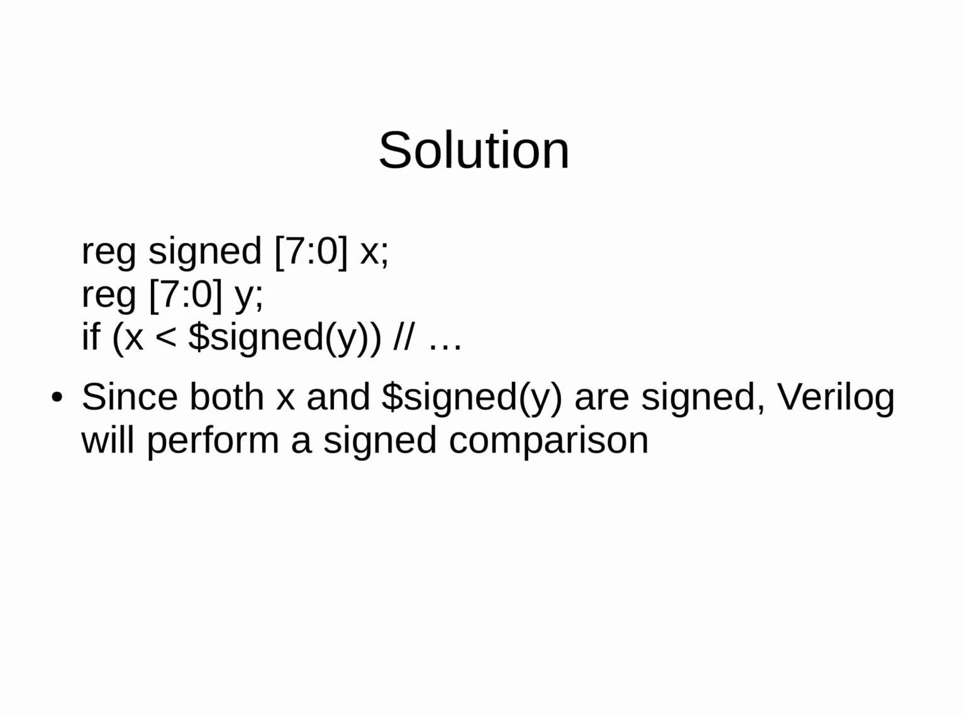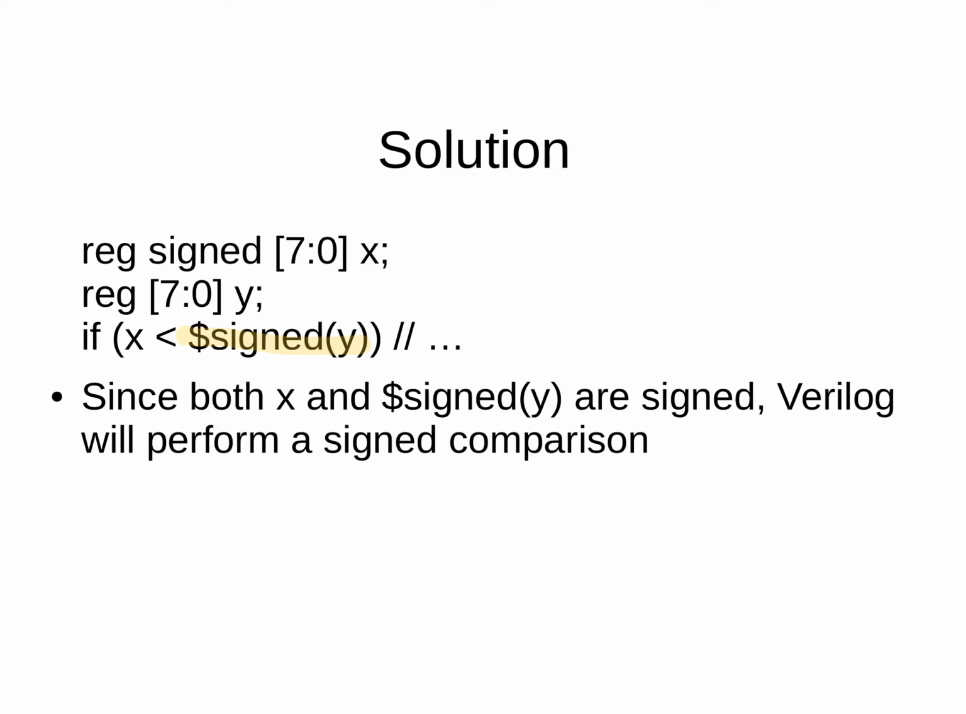So this is how we implement our if statement here. We convert y to being signed, and then everything will work nicely. We just have to be aware of this. If we're using signed numbers, everything must be signed when doing a comparison for it to work. And this is how we can make a register signed if it originally is not signed.